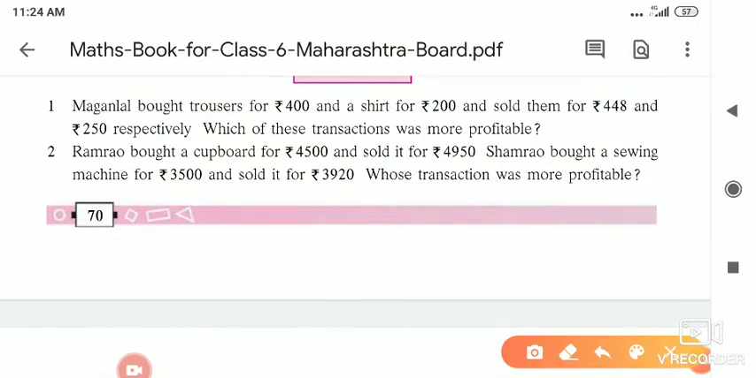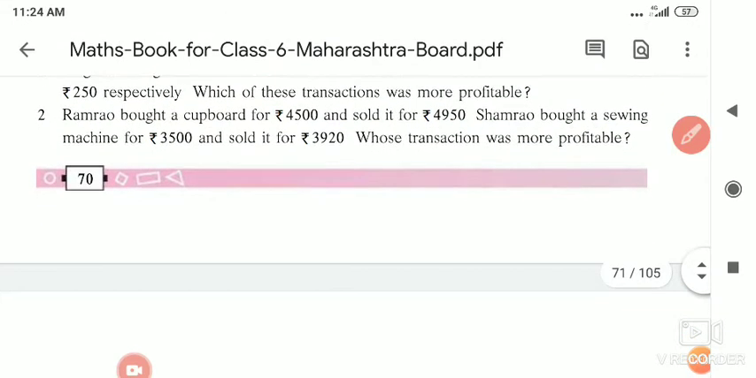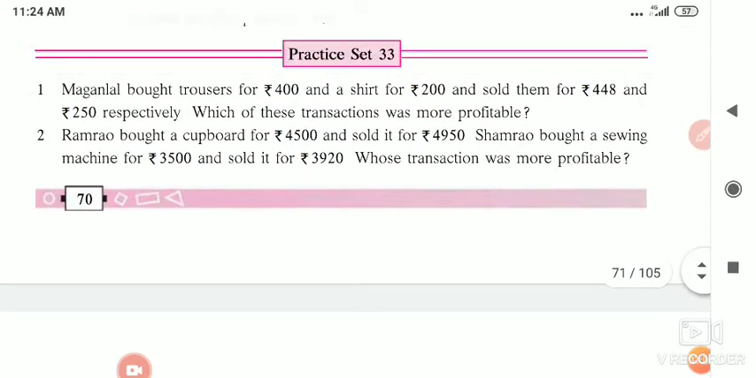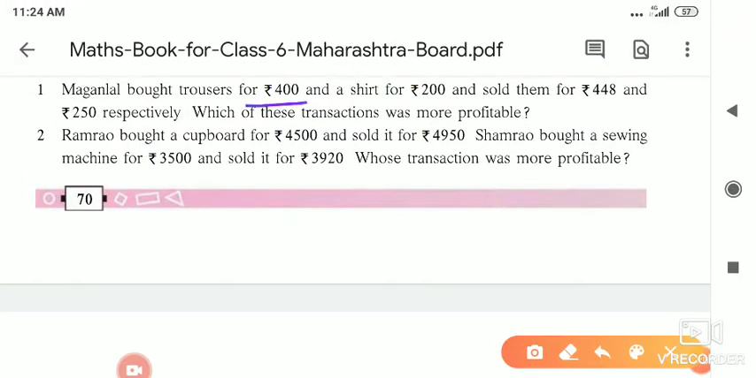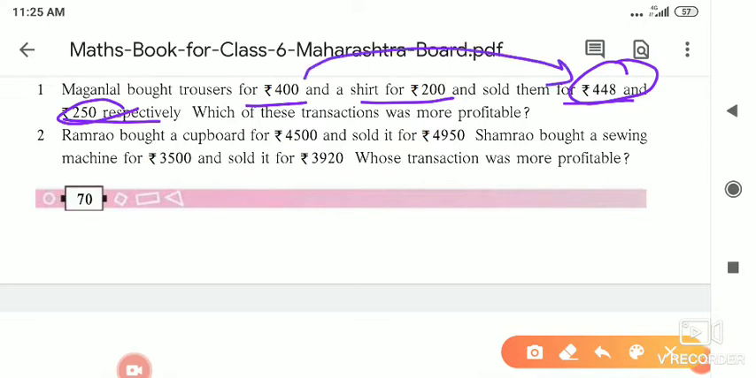Here Maganlal brought trousers for 400 rupees and a shirt for 200 rupees, and sold them for 448 and 250 respectively. Means the trouser he sold for 448 and the shirt he sold for 250, so on the trouser he made a profit of 48 rupees and on the shirt a profit of 50 rupees. Which transaction was more profitable?